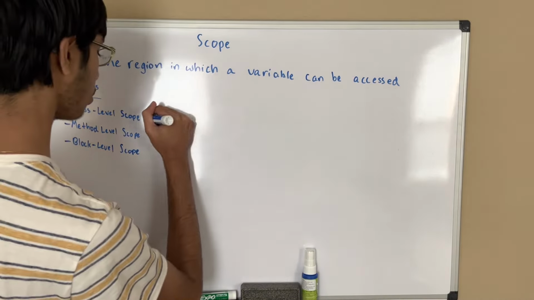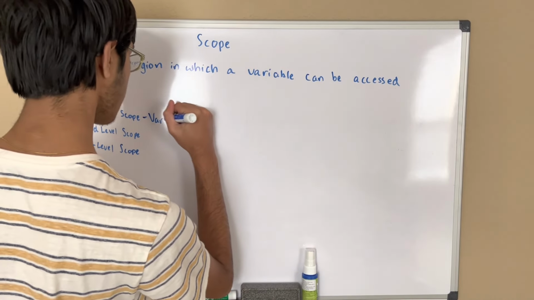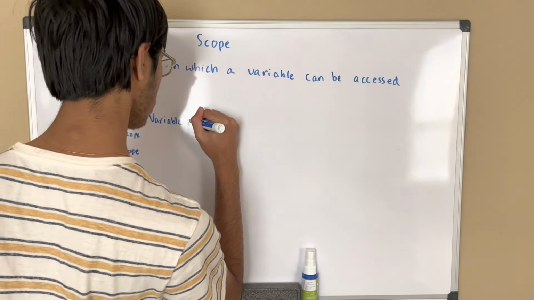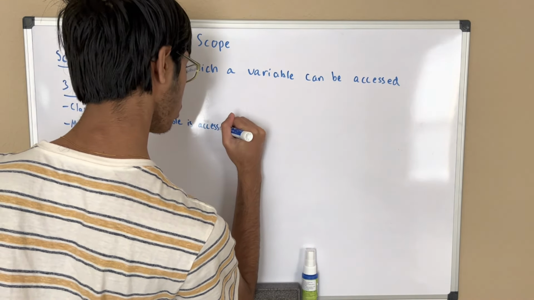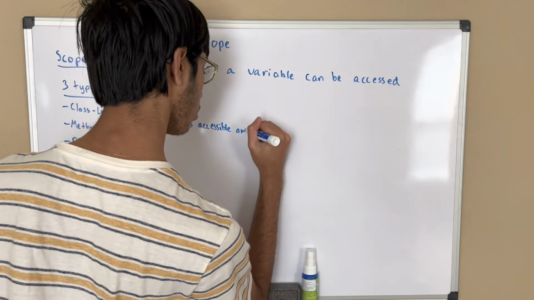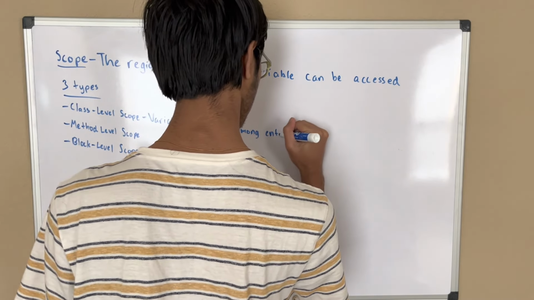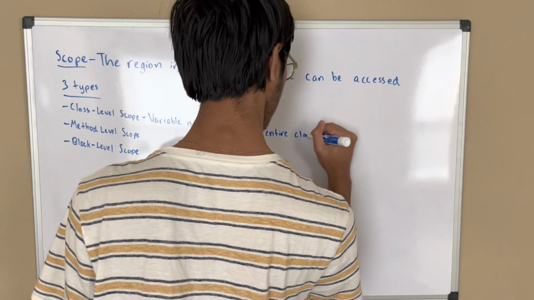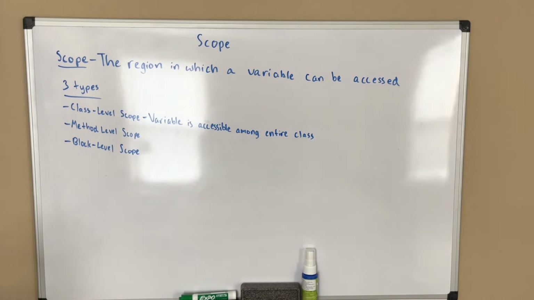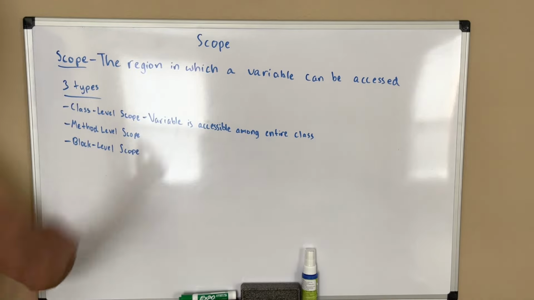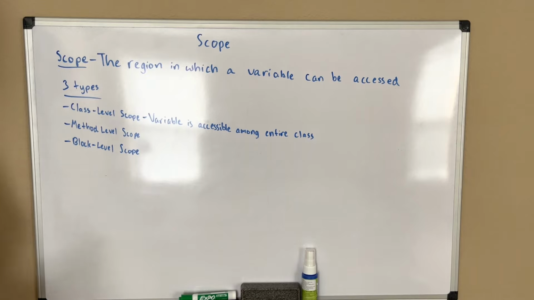So class level scope. Variable is accessible among the entire class. This means that in my class, let's say I made an integer i, and I made it equal to 0 in my class. That means I can initialize or do whatever I want with i inside that class only. And this is one of the broadest scopes out there.